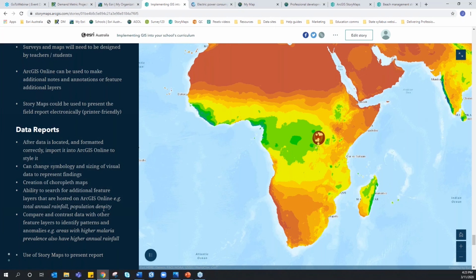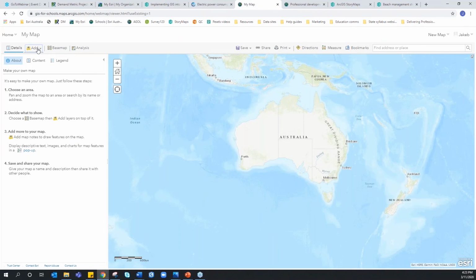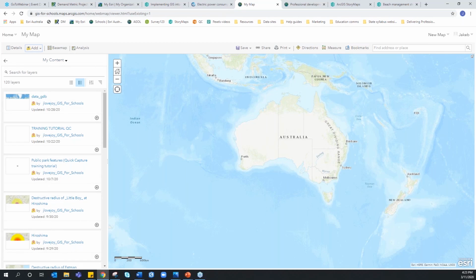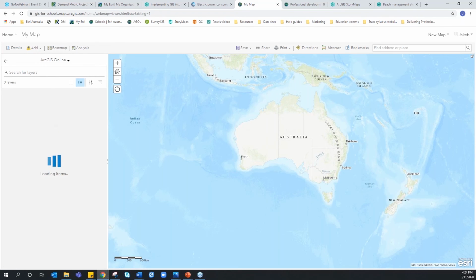That data, believe it or not, does exist, and sometimes a lot of it exists in ArcGIS Online, and all you have to do is type in the search phrase, and you might get lucky and something might pop up. I'll just show you really quickly. If I click on add in the map, I can either browse Living Atlas or I can search for layers. I want to change this from my content because at the moment it's only exploring things that I've created. And I want to choose ArcGIS Online.